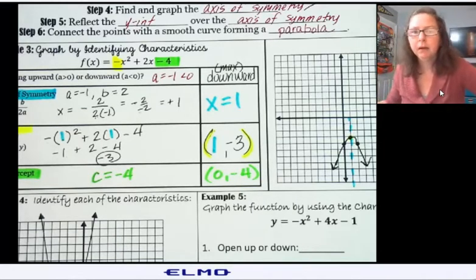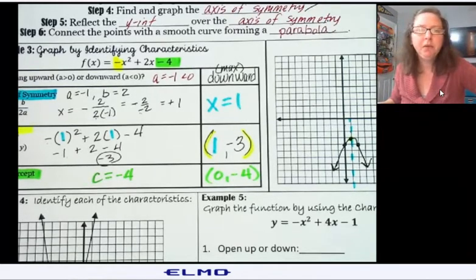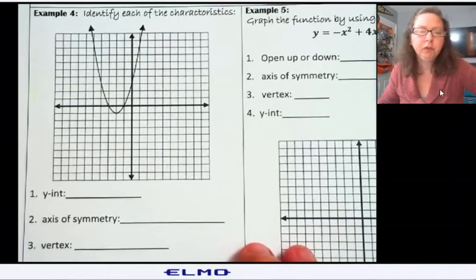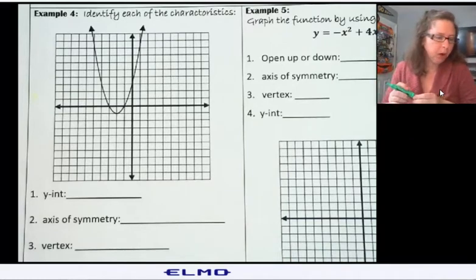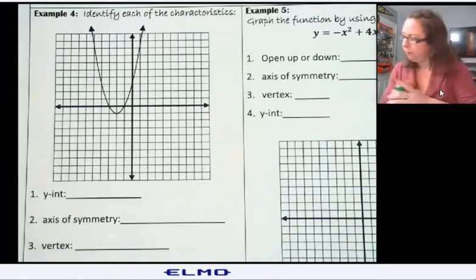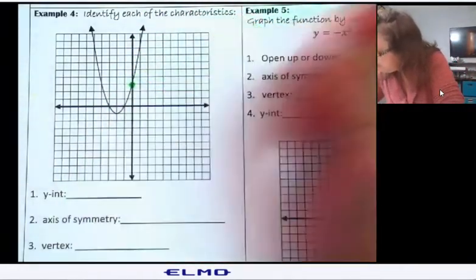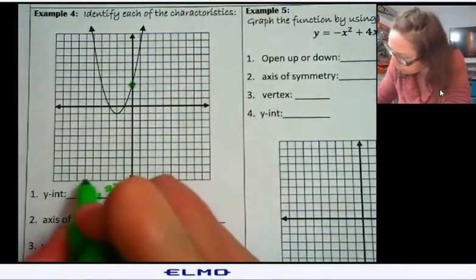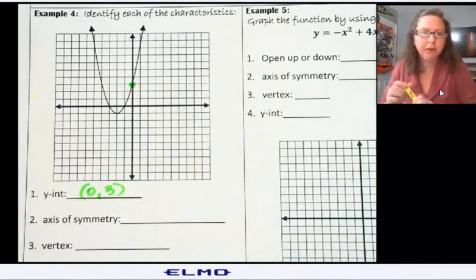All right, so let's switch it around now. What if I give you a picture? Can you identify the key features? So starting with my y-intercept, let's go ahead and find that location, which is right here at 0, 3. Alrighty.